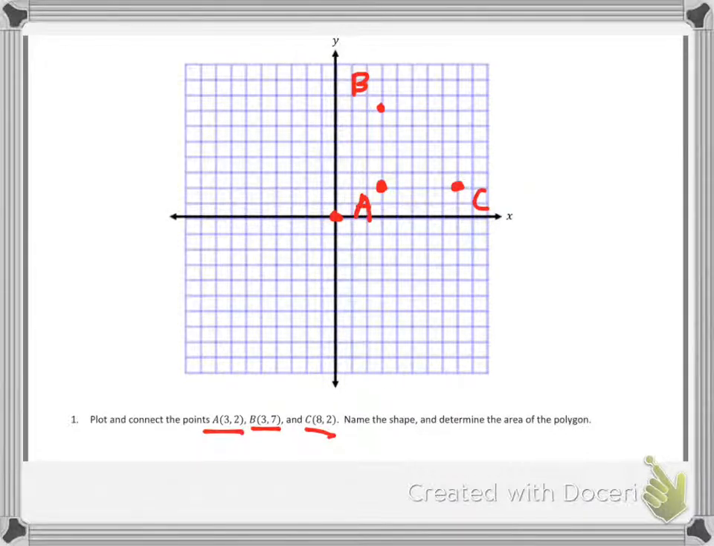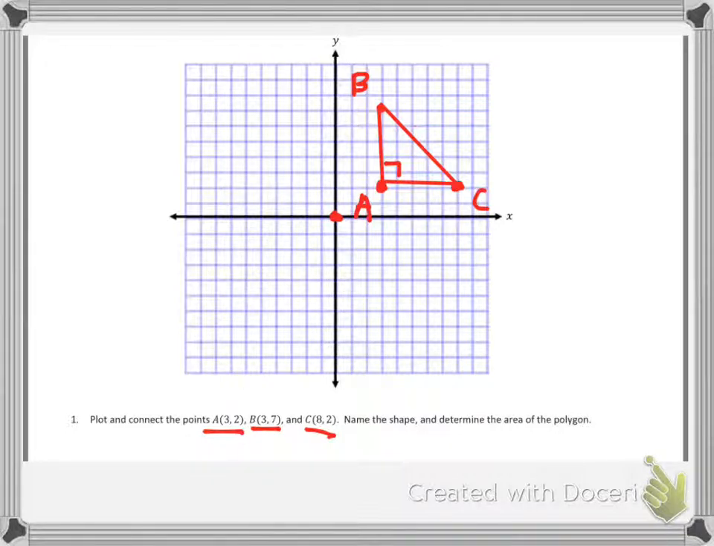All right, and then I'm going to connect those. And when I connect those, I'm going to get a figure, which hopefully you can see is going to be a triangle. Okay, a triangle. And more specifically, it is a right triangle because that is a 90-degree angle. And then we have to find the area of the triangle.